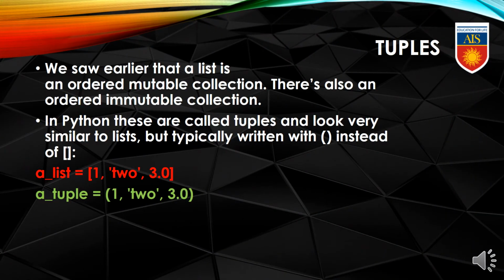Our next option is tuples. We saw earlier that a list is an ordered mutable collection. There is also an ordered immutable collection. That means a tuple is basically an immutable collection, so we can't change anything in a tuple. In Python, these are called tuples and look very similar to a list, but are typically written with parentheses instead of square brackets. Parentheses means round brackets.